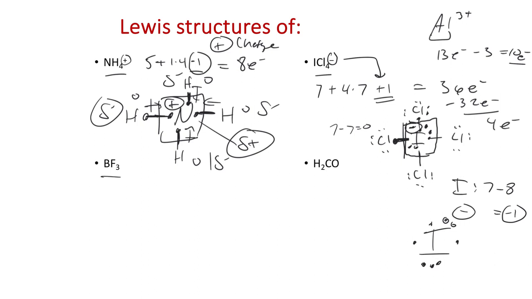BF3. So this BF3 will get us back into the question of what do we do with considering multiple bonds? So for BF3, 3 for boron, 3 times 7 for the fluorines, 24 electrons total. So I have my central boron, 3 fluorines, lone pairs on the fluorines, and then that's all the electrons I have available. That's all 24.